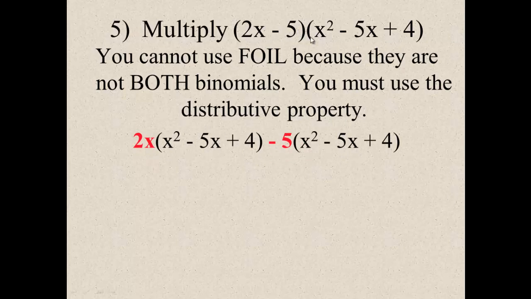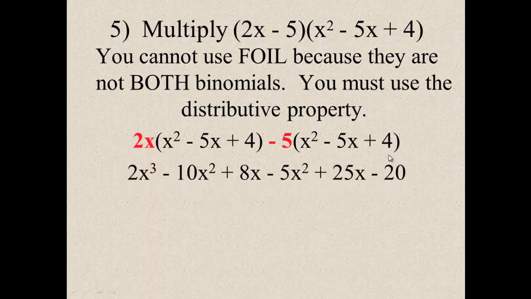2x times x power 2 minus 5x plus 4, minus 5 times x power 2 minus 5x plus 4. Then distribute: 2x times x power 2 equals 2x power 3, minus 10x power 2, plus 2x times 4 equals 8x. Minus 5x power 2, minus times minus equals positive, so negative times negative is positive 25x, and negative 20.